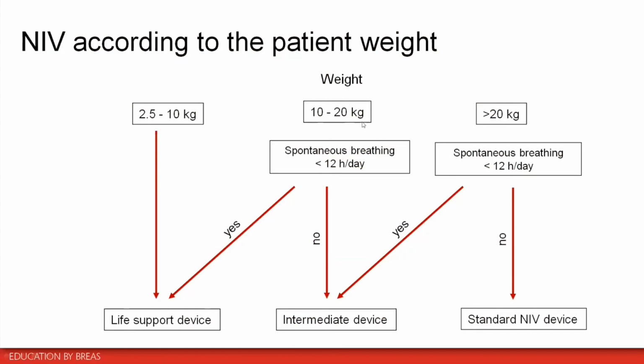If the child weighs more or less more than 10 kilograms and has to use the ventilator for a long time each day, we'll go with a life support. And we can otherwise try an intermediate device if the patient is correctly detected by the device. And if the patient weighs more than about 20 kilograms, we can try a standard NIV device if there is only a few hours of use per night.